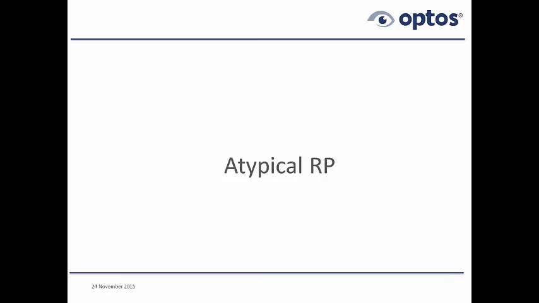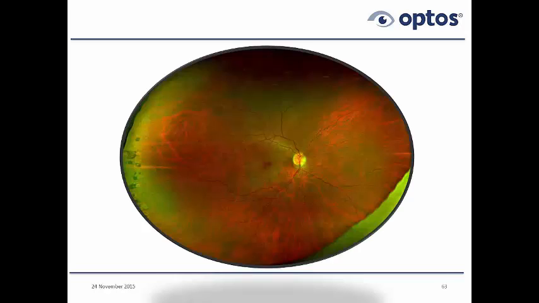Okay, let's talk about retinitis pigmentosa. A few cases of RP. I'll start with an atypical RP. Usually in school, we teach RP as being a retinal degeneration. It starts in the mid-periphery. There may be a visual field loss corresponding to that, sort of a ring scotoma.